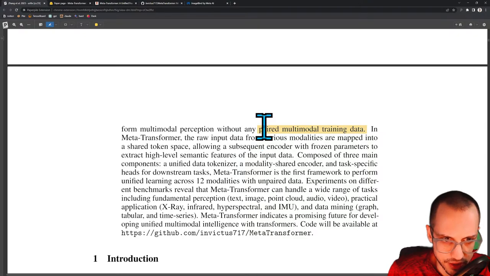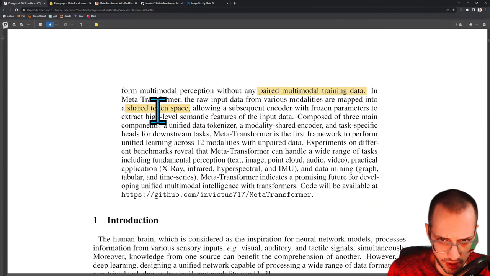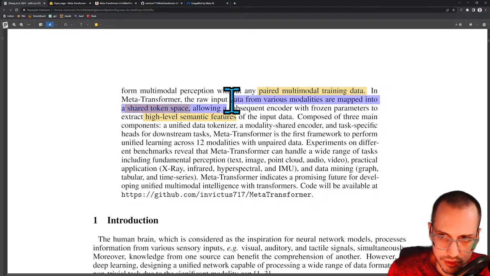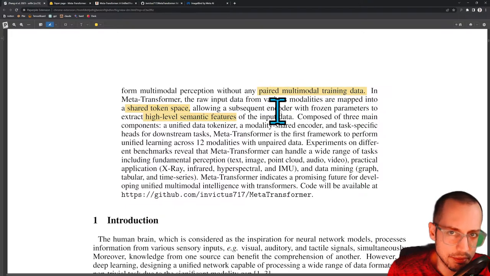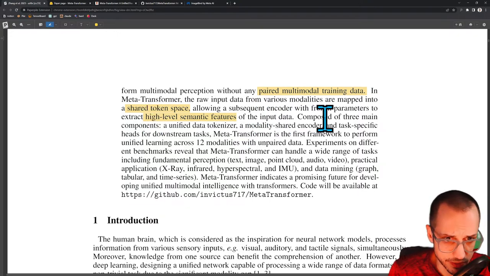The raw input data from various modalities are mapped into a shared token space, aka just some kind of latent space, allowing a subsequent encoder with frozen parameters to extract high-level semantic features of the input data. Subsequent encoder. So you got two encoders. Or no, I think the modalities are mapped into a shared token space. Okay, so they're turned into a sequence that is in the same form for all of them, and thus that encoder can consume this sequence of tokens, which is basically every single type of modality, and project it into this latent space that is supposed to encode semantic concepts.